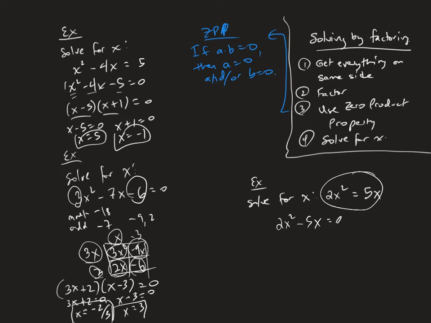I'm going to factor. Now, you may look at this and go, well, what two numbers do I have? Please remember the first step in factoring is to make sure you pull out any common factors. And both of these terms have a common factor. It's x. So if I pull that out, I'm left with a 2x minus 5, basically undistributing. That's now factored. So now I can use the zero product property.